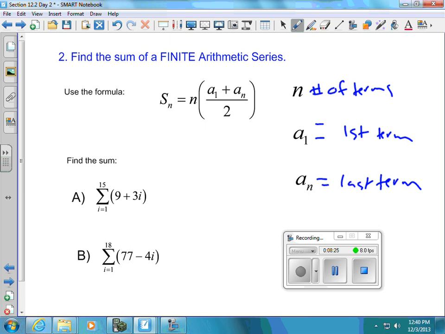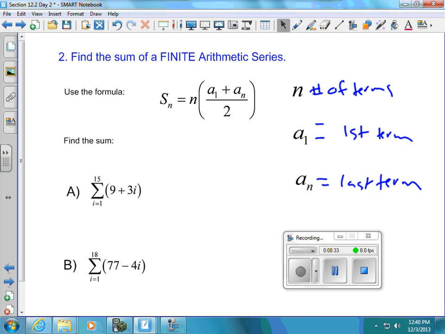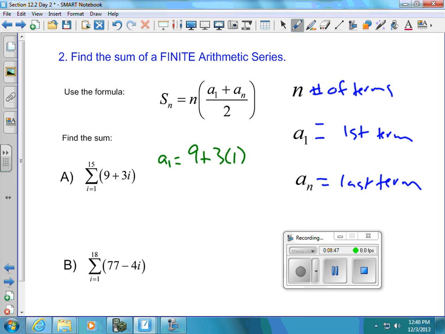So I'm going to show you how to use this formula, and then we're going to do one by using the graphing calculator. For this one, it says find the sum. This is arithmetic because it's a linear rule. 9 plus 3i fits the mx plus b model. So we need to find a sub 1. a sub 1 would mean 9 plus 3 times 1, which is 9 plus 3, which is 12. So a sub 1 is 12.